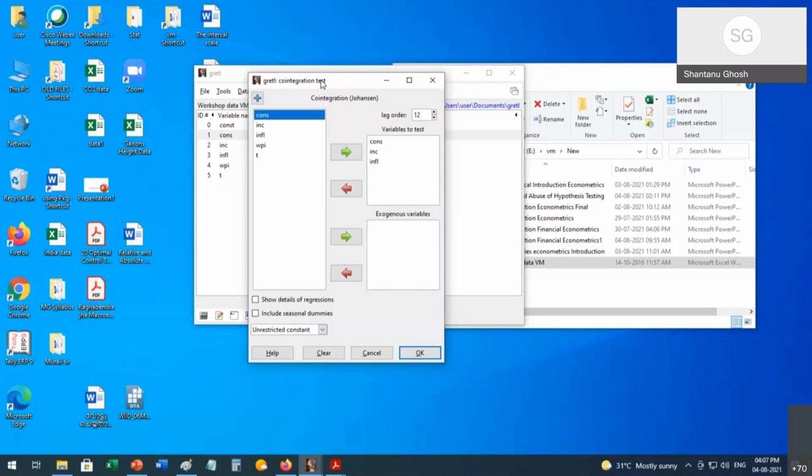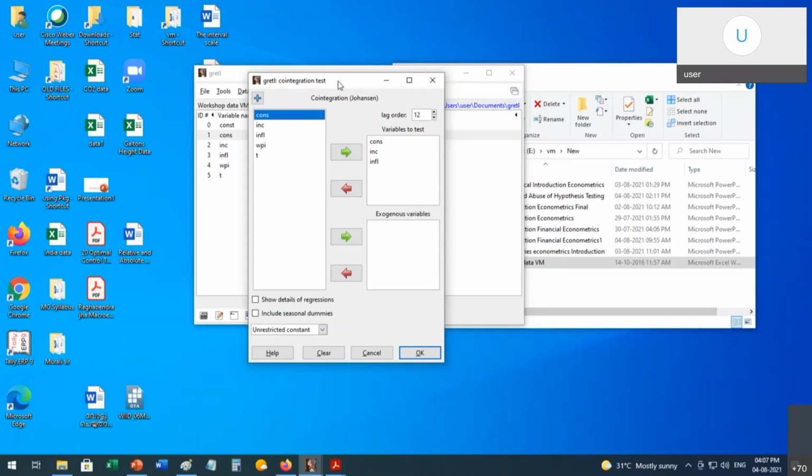Now remember, don't go for the Engle-Granger test. Even if you have only two variables, go for the JJ test. Because the other one is an OLS test, while the JJ test is a maximum likelihood test, and that is more reliable than the earlier one. So it is better we do the JJ test.